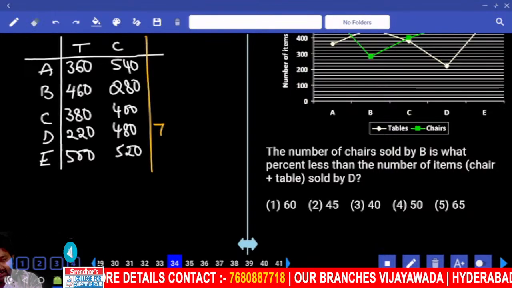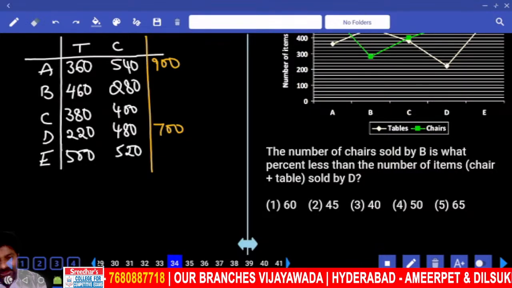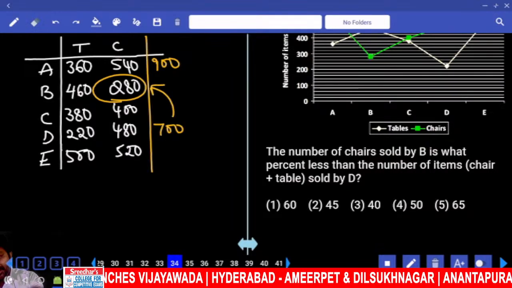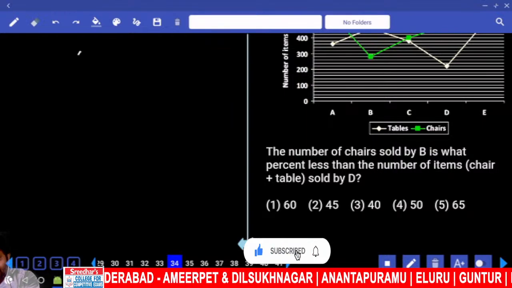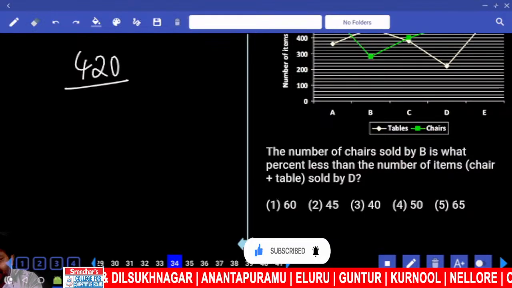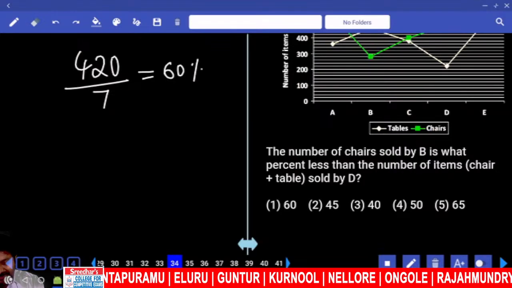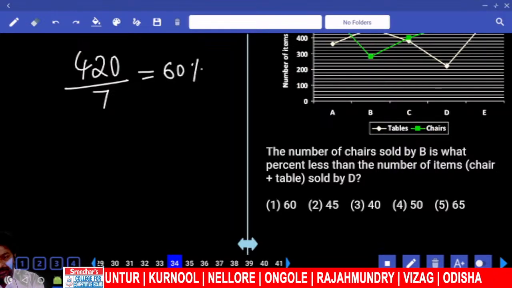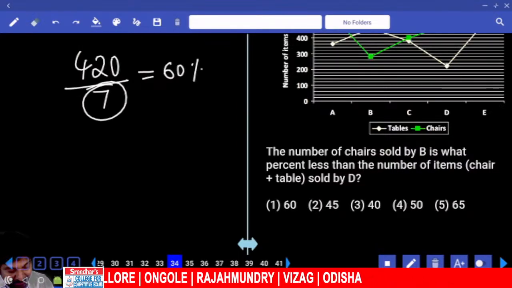Number of chairs sold by B is what percent less than the number of items sold by D? Items sold by D 700. Am I right? Now the question is about chairs sold by B, what percentage less? 280 is how much less than 700? 420 less upon 700. What is 1% of 700? Then the answer is 60% less. Instead of writing by 700 into 100, we are directly dividing the denominator. We are writing the denominator value as 1%.